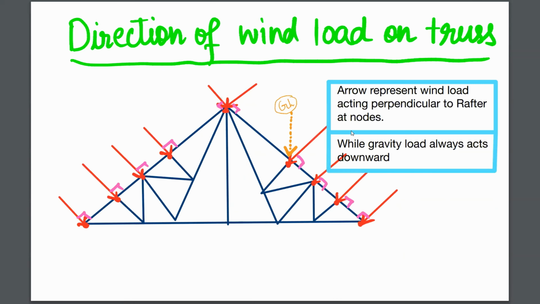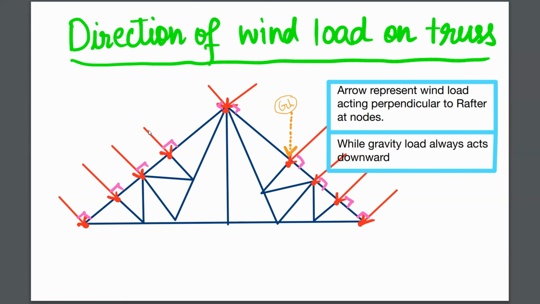Okay, so first of all, we should know how the direction of wind load is applied on the truss. As we have earlier seen, gravity loads, that is dead load and live load, act perpendicular to the x-axis, that is in vertical direction, whereas this wind load acts perpendicular to the rafter at nodes. You can see the direction marked by red arrows. So this is the direction of action of wind loads. So we will keep this in mind, and we have to calculate the value of these vectors.